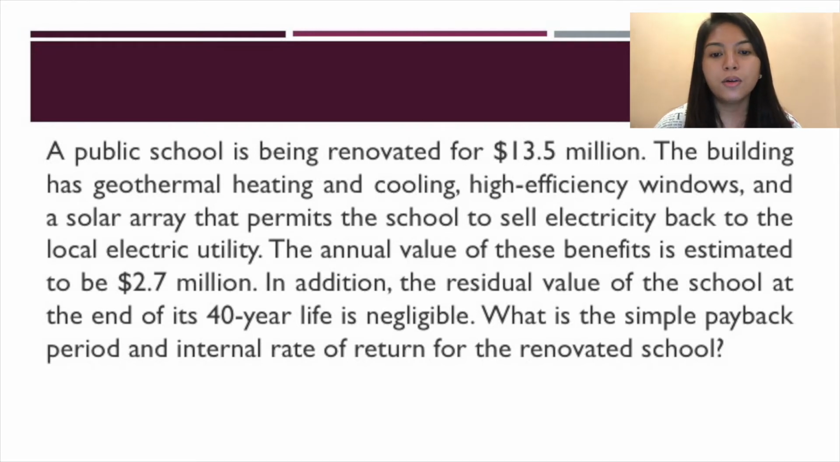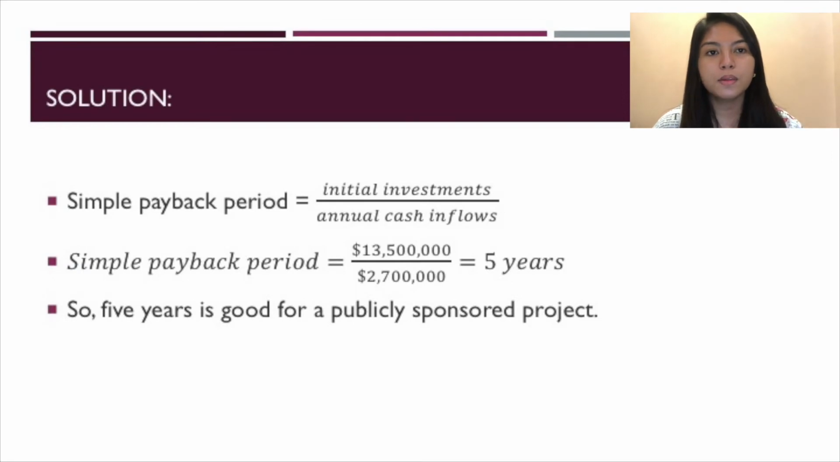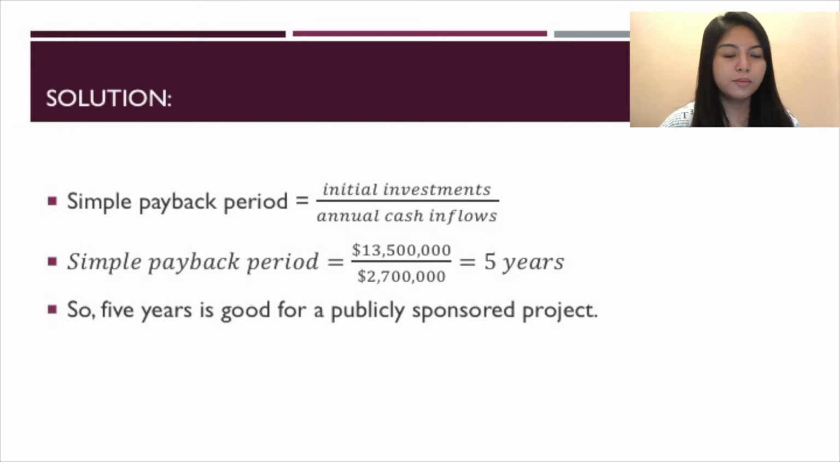To solve this problem, we use the formula: simple payback period is equal to initial investment over annual cash inflows. Substituting the values given, we have a simple payback period of $13.5 million over $2.7 million. That will be equal to 5 years. So 5 years is then a good publicly sponsored project.